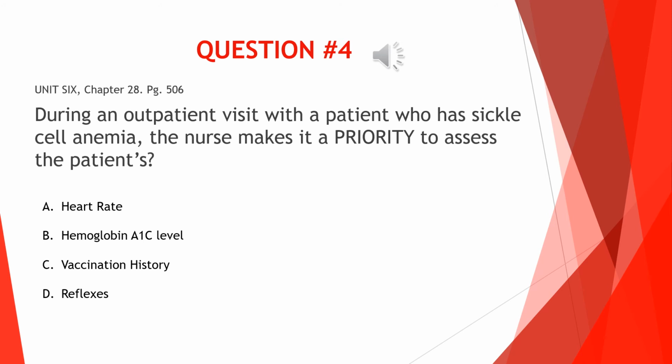All right, on to number 4. During an outpatient visit with a patient who has sickle cell anemia, the nurse makes it a priority to assess the patient's A. Heart rate, B. Hemoglobin A1C level, C. Vaccination history, D. Reflexes.